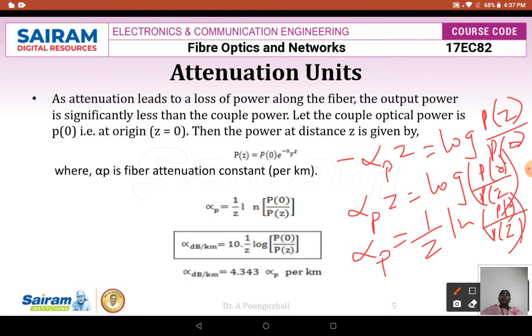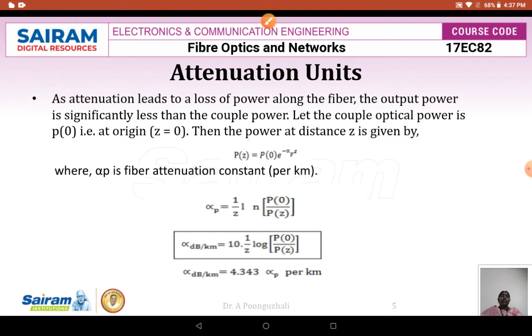In decibels per kilometer, this is a natural logarithm. If I take it in terms of decibels, it is going to be 10 into 1 by Z log of P of 0 by P of Z. So generally it is approximately 4.343 alpha P, that is the attenuation constant per kilometer.